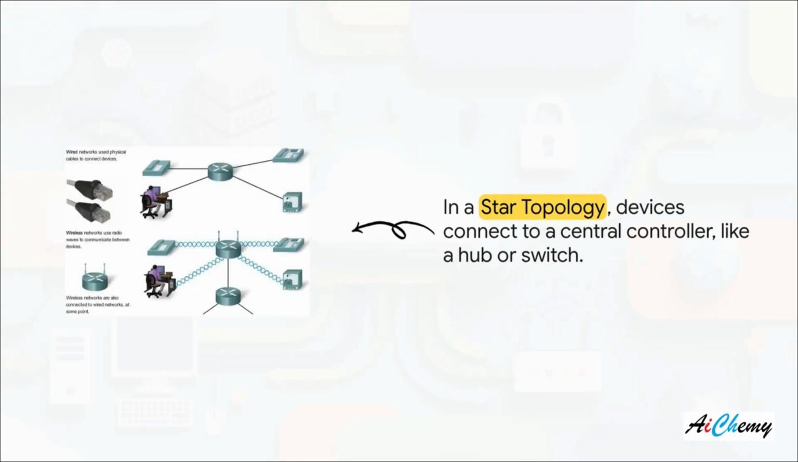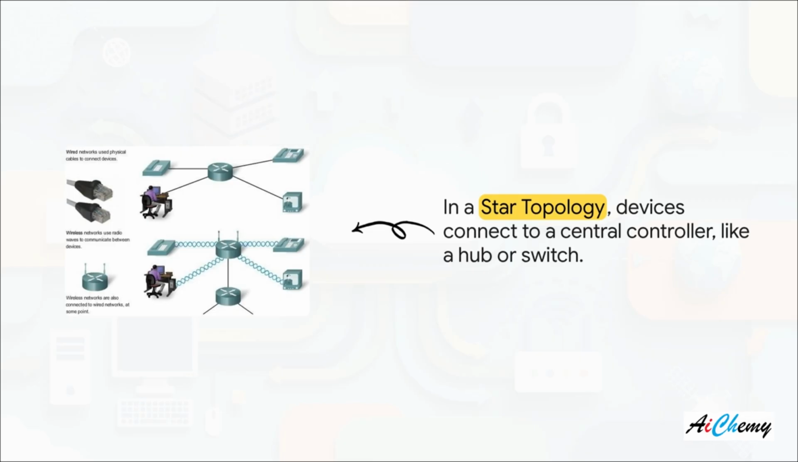And that brings us to the star topology, which is pretty much the design you'll find in most homes and offices today. As you can see, every device gets its own dedicated line to a central controller, like a hub or a switch. That controller acts like a traffic cop. If your computer wants to send a file to the printer, it sends it to the hub first, and the hub relays it to the printer.